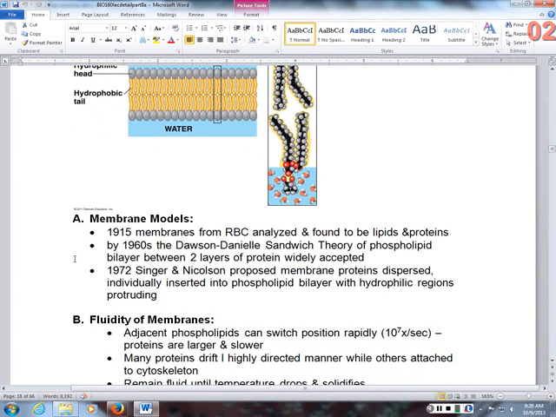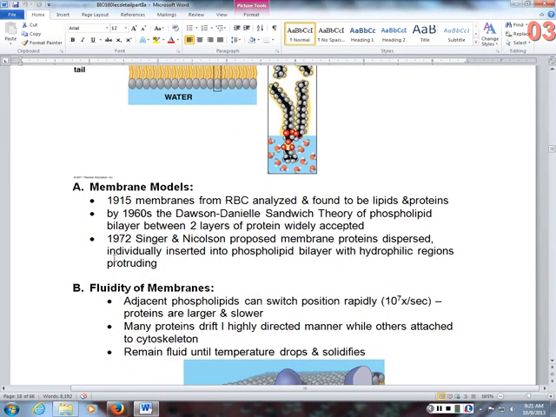So these membrane models have not been around all that long. In 1915, membranes from red blood cells were analyzed, and they found out they were made up of lipids and proteins. In the 1960s, there was the sandwich theory made by Dawson and Danielli, where you have the phospholipid bilayer between two layers of proteins, and that model was widely accepted for a long time. In 1972, Singer and Nicolson proposed the membrane that has the proteins individually inserted in the phospholipid bilayer.